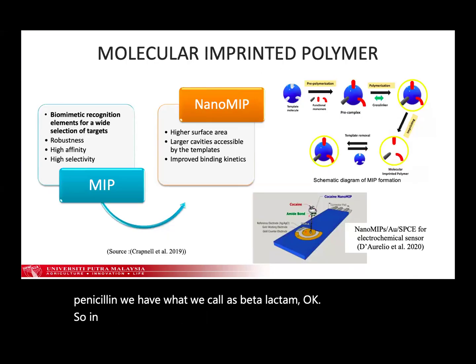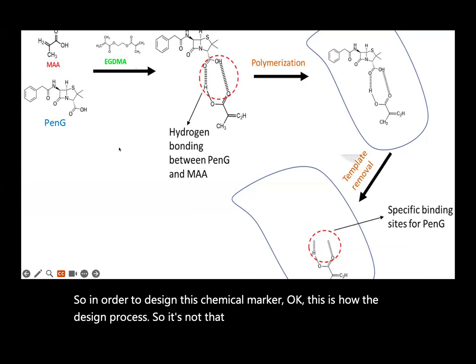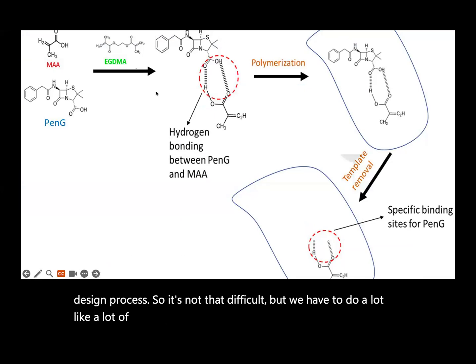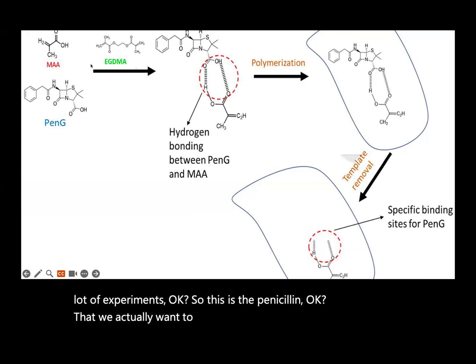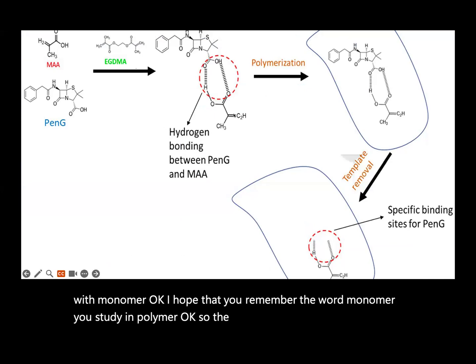So in order to design this chemical marker, this is the design process. It's not that difficult, but we have to do a lot of experiments. This is the penicillin that we actually want to target to detect. Then we have to add a monomer. I hope that you remember the word monomer. You studied it in polymer. So the polymerization process happens.